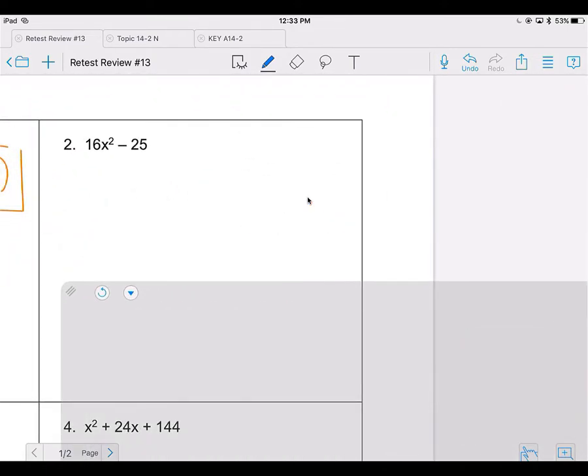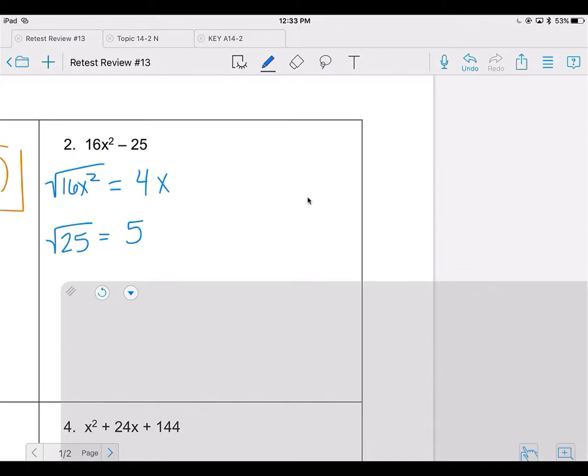Problem 2 is a very similar situation, 16x squared minus 25. So we have two numbers, an x squared and 25. So I will take the square root of both of those. The square root of 16x squared is 4x. The square root of 25 is 5.